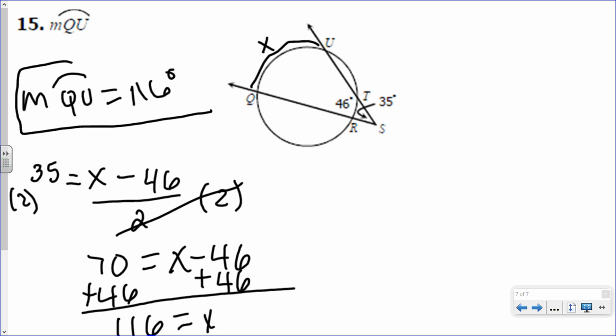And with this, you can always verify to make sure you work. Once you find the arc, plug it in, the big minus the small divided by 2, and make sure that you actually get 35. All right, and that's it.